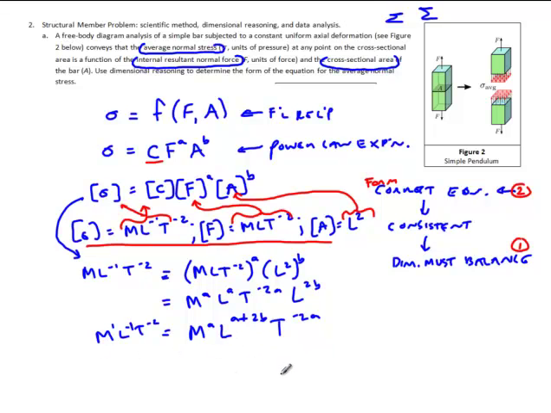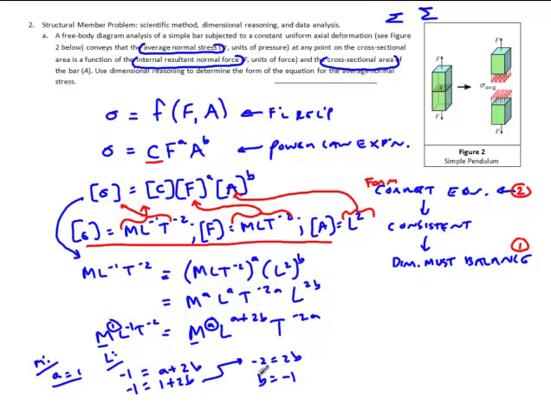Okay, so this statement, if we look at M, means that a equals 1. That exponent must be equal to this exponent for our mass dimension to be consistent. Okay, and if we look at L, negative 1 equals a plus 2b. We know that a equals 1, so negative 1 equals 1 plus 2b. So we subtract 1 from both sides, we get negative 2 equals 2b. b therefore equals negative 1.